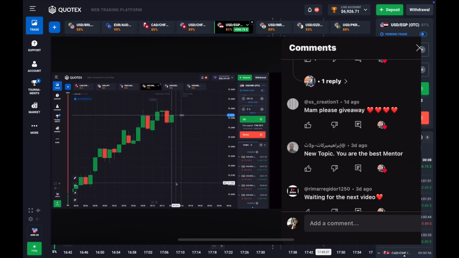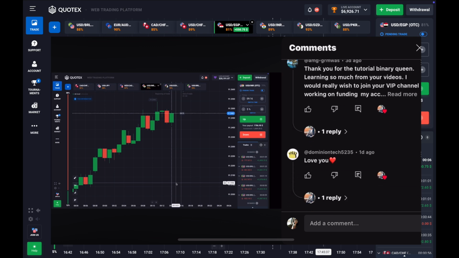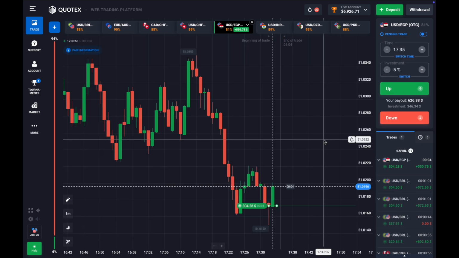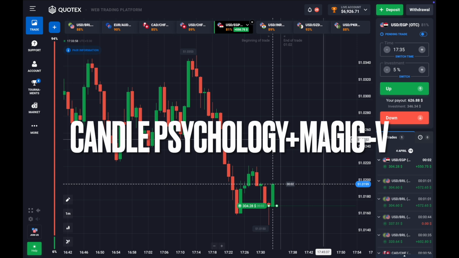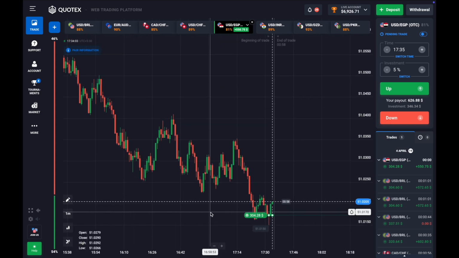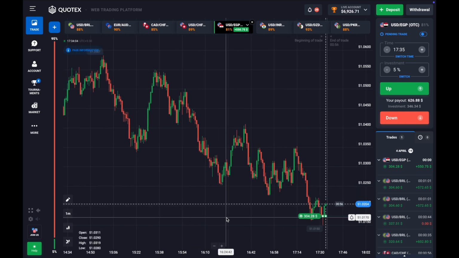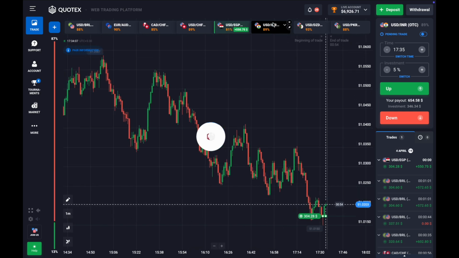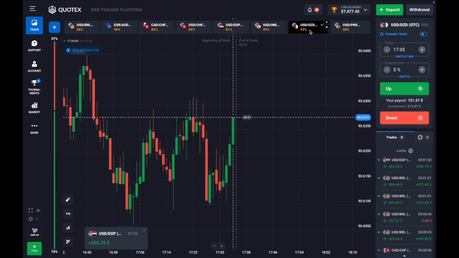Today I'll be doing live trading in regards with the same topic, Magic V, but here I'll be applying candlestick psychology, and these two combinations are very powerful, and once you master this, I guarantee you that you'll be invincible and you will be able to self trade and make huge profits from binary trading.